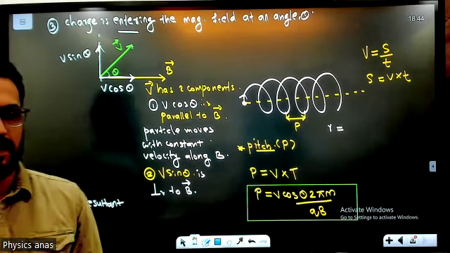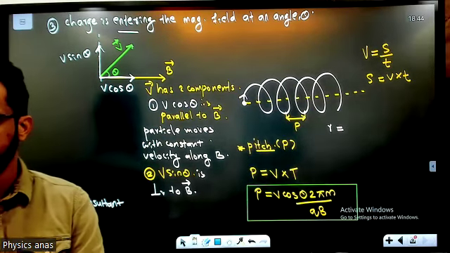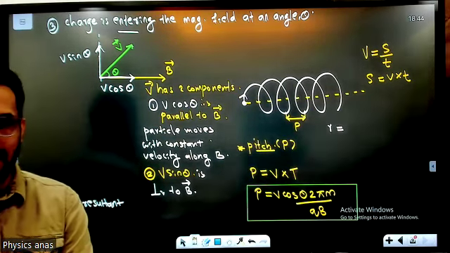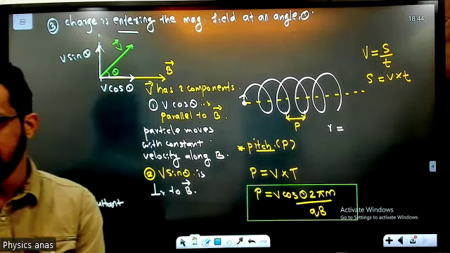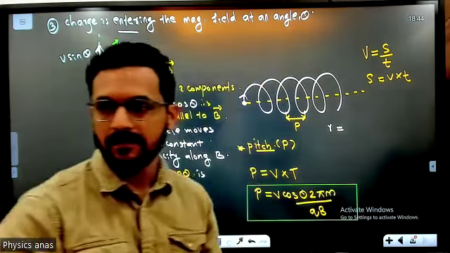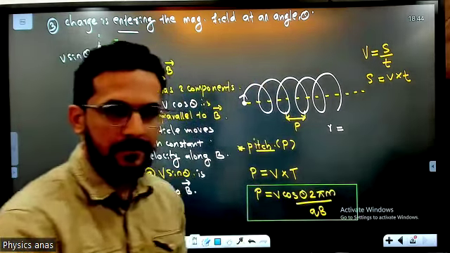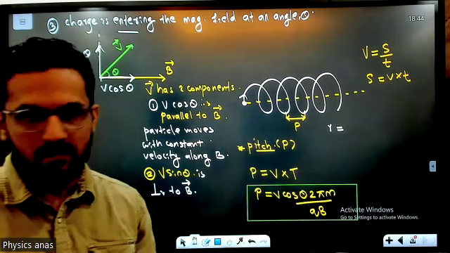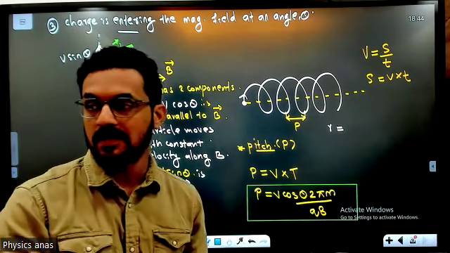Radius of the circular path. MV by QD, that is the equation. In this case, M will be M. V will be what?